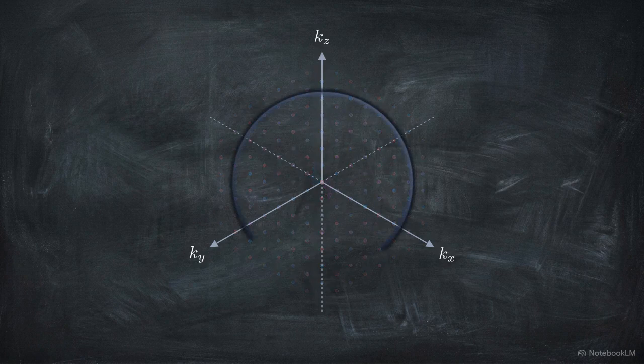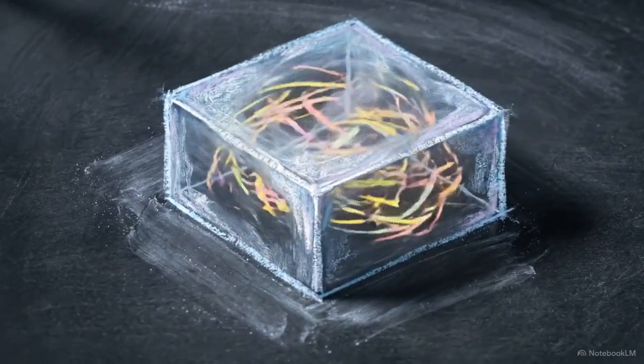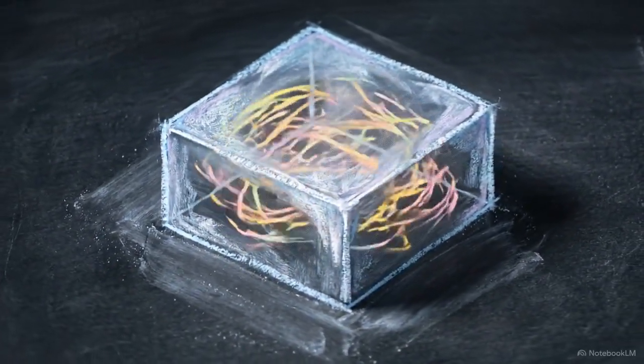This resulting volume of occupied quantum states is the Fermi sphere. Its radius is the Fermi wave vector, K sub f. This creates a paradox. Even at absolute zero, electrons do not settle into a state of rest. They're forced into a high-energy architecture of motion.